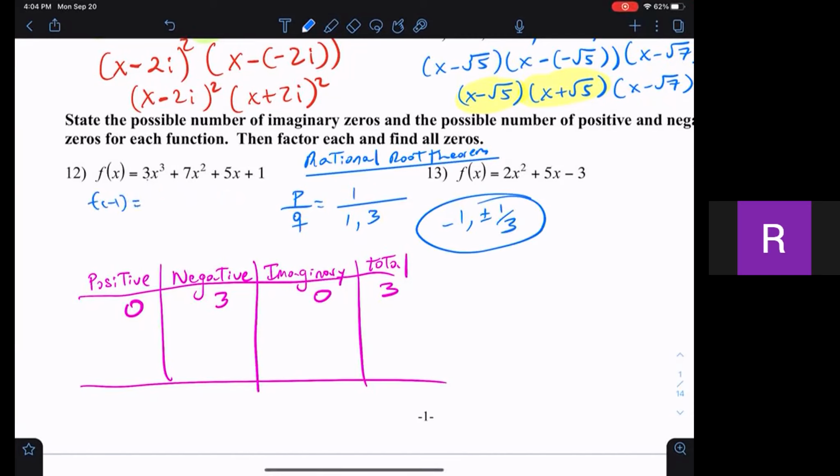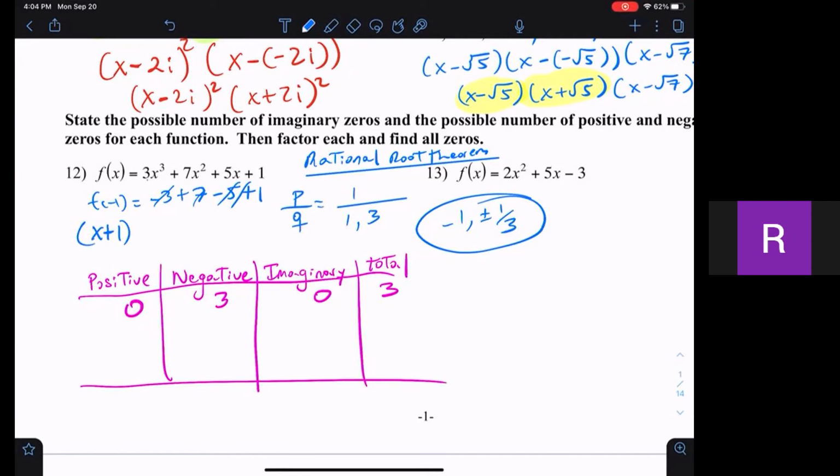So this is going to be negative 3, plus 7, negative 5, plus 1. Let's see, we get 0. Okay, that works. So that was one of the solutions. So we know that x equals negative 1 is one of the solutions, which means x plus 1 is one of the factors, right?